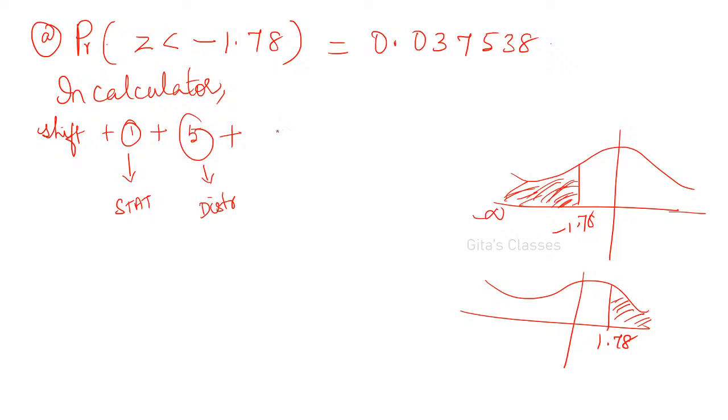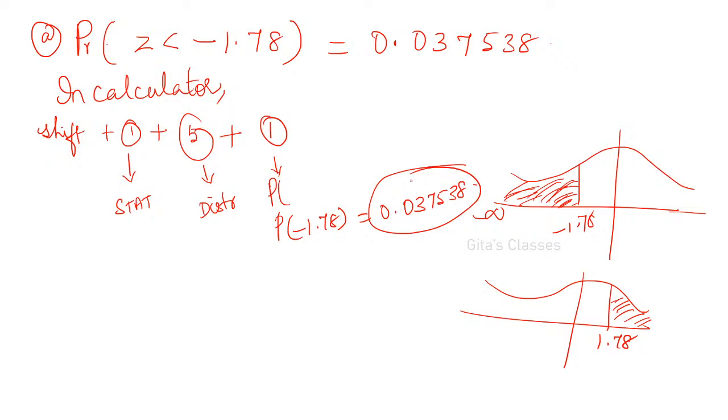Then R of 1, that is P. If you write 1 again, this is P of minus 1.78, which is equal to 0.037538. You will get this in the answer. R means only positive, because that's what I am telling again. In the calculator for P, this is for the first one.